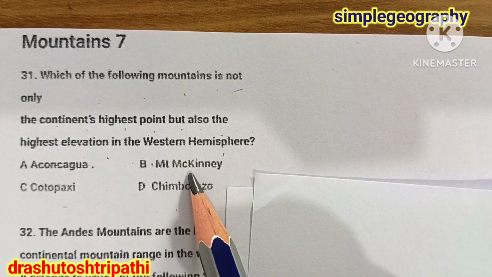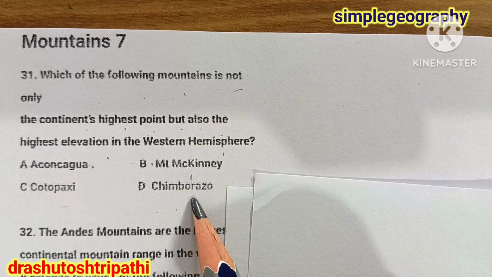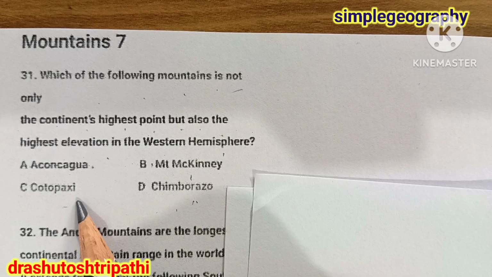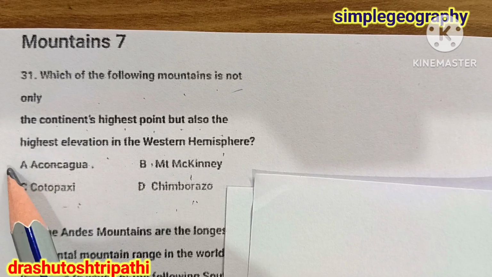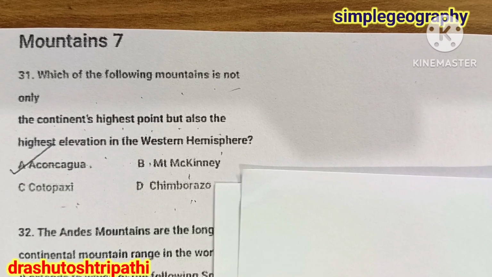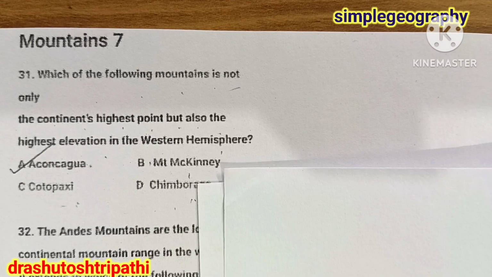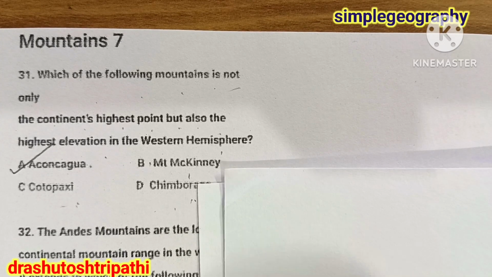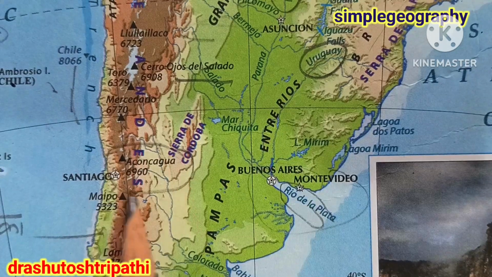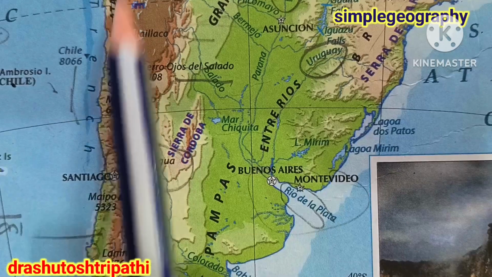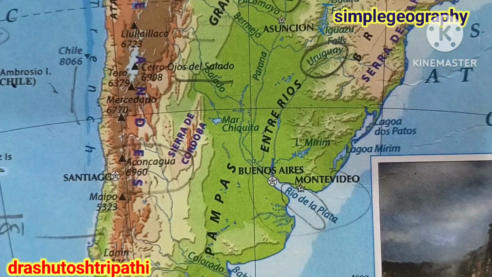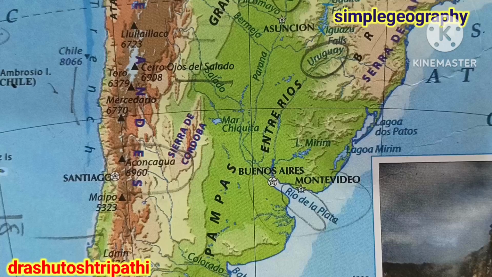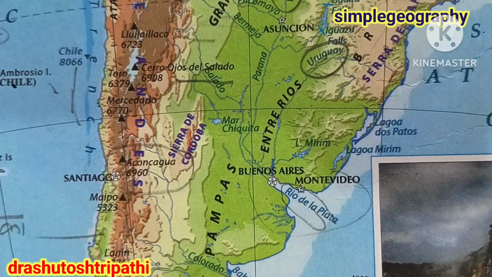Mount McKinley is in North America. It is the highest point of the Rockies. Chimborazo is the highest point of Ecuador. Cotopaxi is one of the highest active volcanoes of the Earth. It is also in Ecuador. The answer is Aconcagua. Aconcagua is in Argentina, and its height is 6,960 meter. This is Aconcagua. That is the Andes mountain, the longest mountain range in the world. Himalaya is the highest mountain range in the world, and Andes is the longest mountain range in the world.